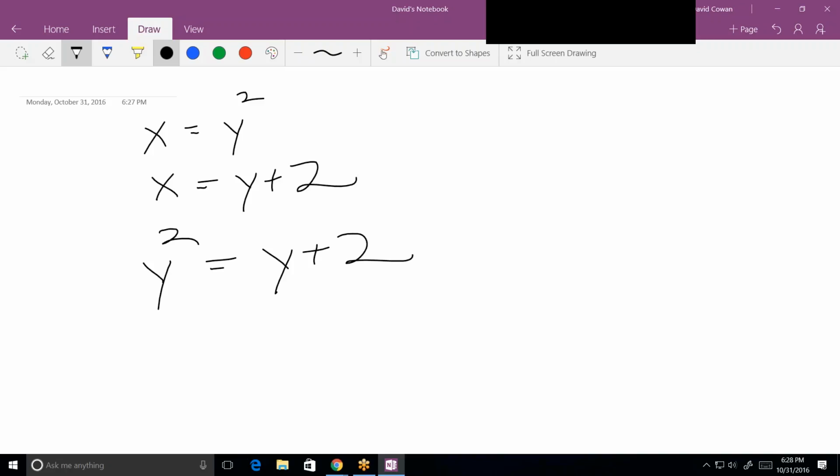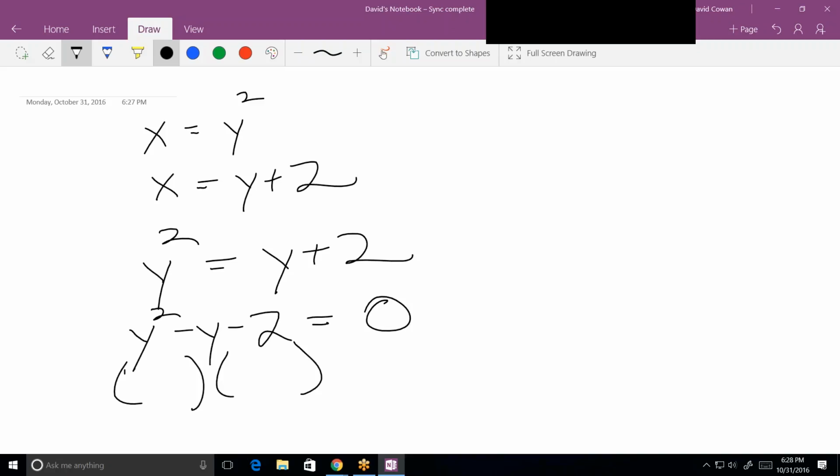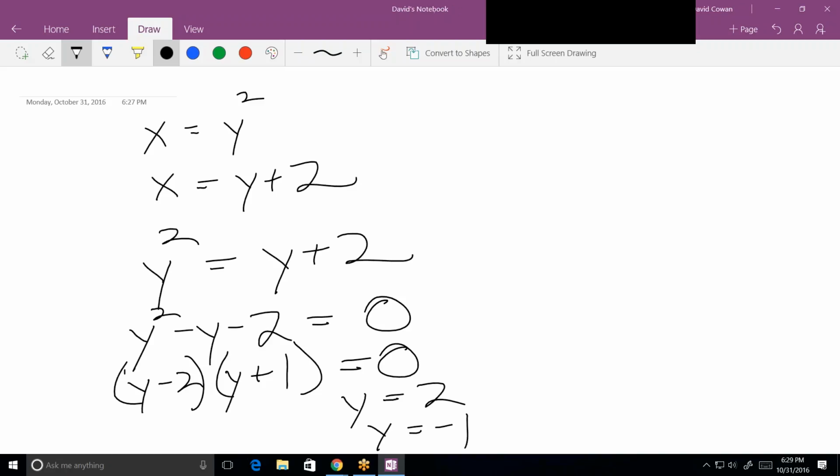You take the y plus 2 and move it over to the left side, and it becomes y squared minus y minus 2 equals 0. Important: equals 0. And then what? Can that be factored? Yes. (y minus 2)(y plus 1). Correct. So your solutions are what? Your solutions are 2 and negative 1. All right. Now, what's x?